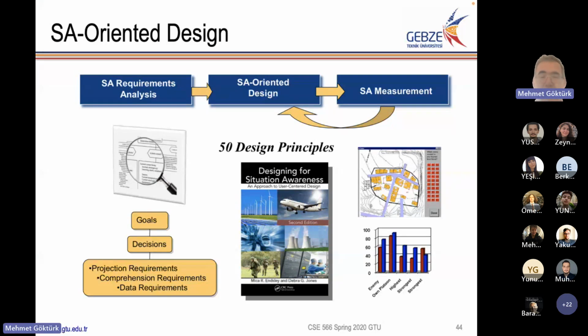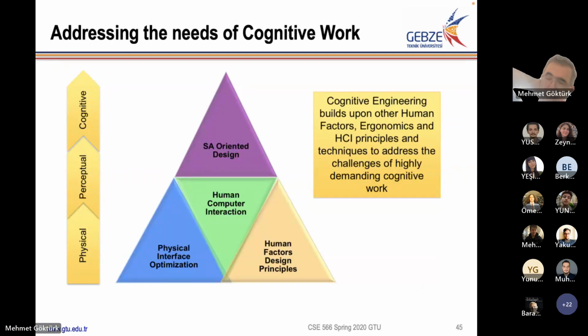So in order to make a situational awareness oriented design, first we need to understand requirements, then we make our design based on situational awareness principles. Then we make measurements. There are design principles in Endsley's book, Designing for Situation Awareness. These principles are very interesting, and that requires understanding of human-computer interaction, physical interface optimization, and human factors design principles together. It is the combination of information, some of it physical, some of it cognitive, and situational awareness oriented design is at the top.